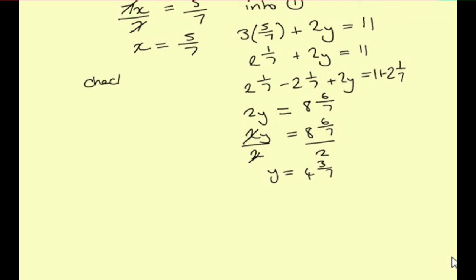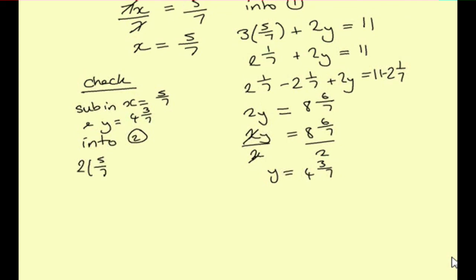So what we need to do, we need to do a check. So we need to sub in x is equal to 5/7 and y is equal to 4 and 3/7. Let's say we'll put it into equation 2 just to make sure we get the correct answer. So we do 2 lots of 5/7, take away 4 and 3/7. So does that give us the right answer?